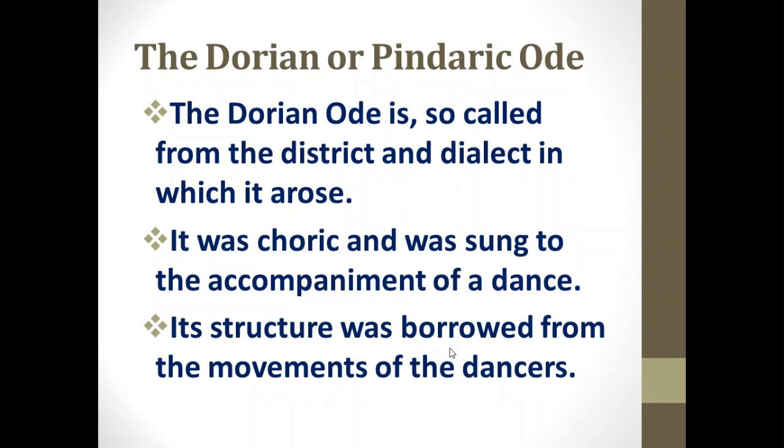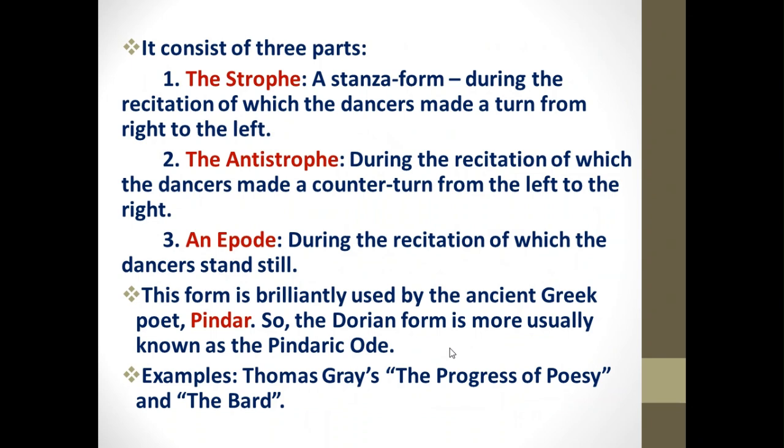Let us try to understand the structure of the Dorian ode. There are three parts in the structure of a Dorian ode. Number one, the strophe. The second one is the antistrophe.